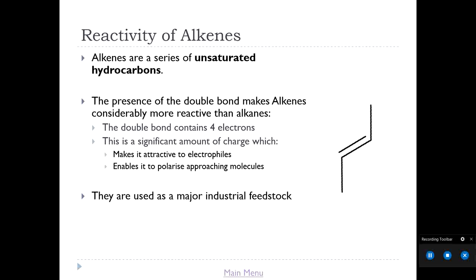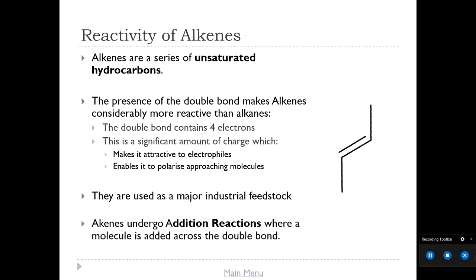Alkenes are used as a major industrial feedstock. So what that means is that an alkene is essentially the base molecule for all organic synthesis pathways or organic synthetic reactions. So the goal when designing, say, a new pharmaceutical drug or any new organic compound, is to try to be able to synthesize that compound from the very simple alkene, ideally ethene, if possible. Okay, so they're the basis of a lot of different reactions.